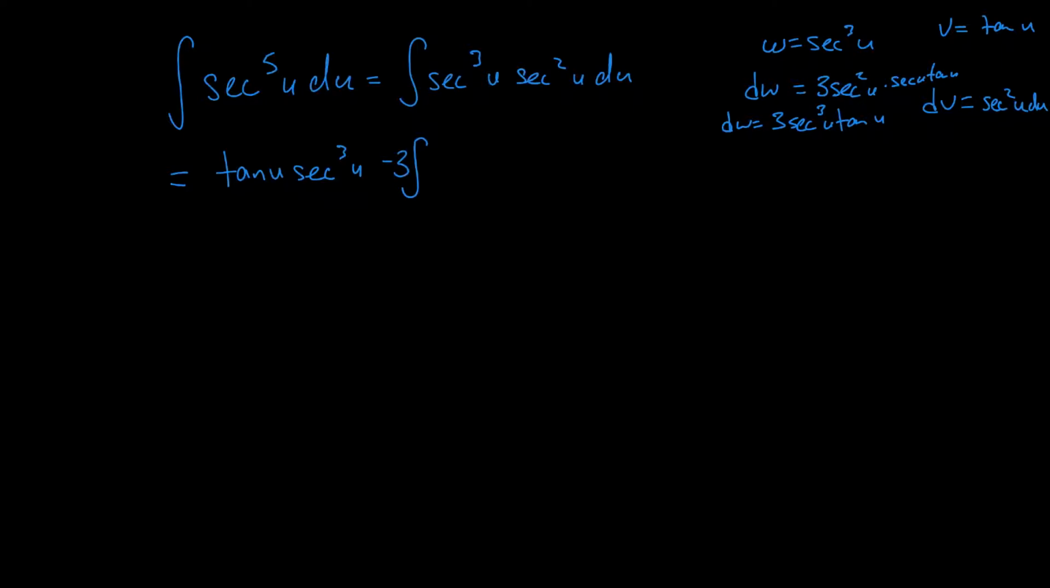So 3 secant cubed u tangent u du, tangent squared. So if you're still following, you might notice right here that we're starting to loop. So we have a looping process going on here because this was part of the original integral that we had.